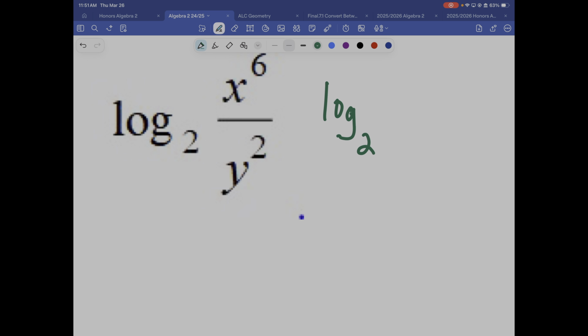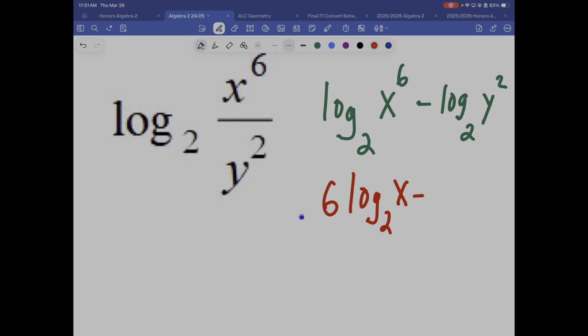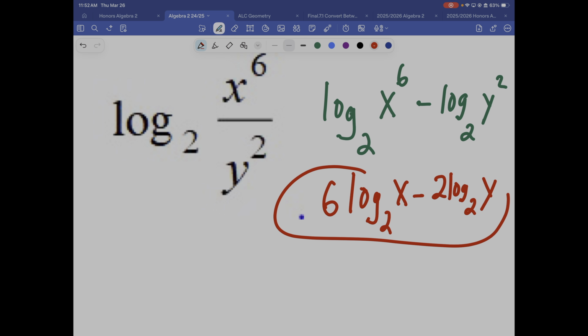So it's log base 2 of x to the 6th. We're dividing, so it's going to be minus log base 2 of y squared. Now I have a power, so I know I can't leave that like that. That power needs to be pulled out front. So it's going to become 6 log base 2 of x minus 2 log base 2 of y. There's our solution in expanded form.